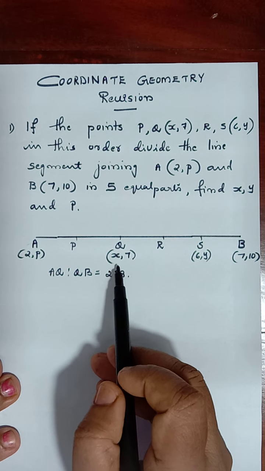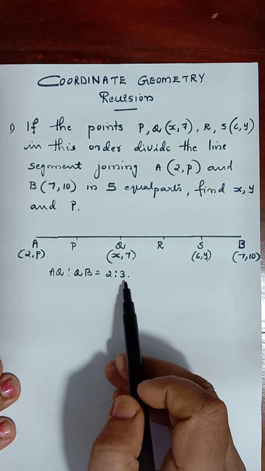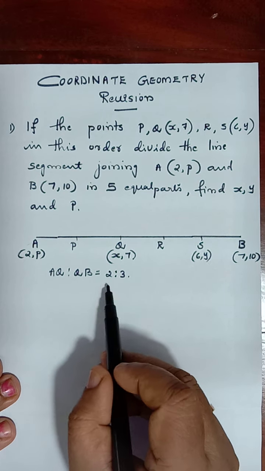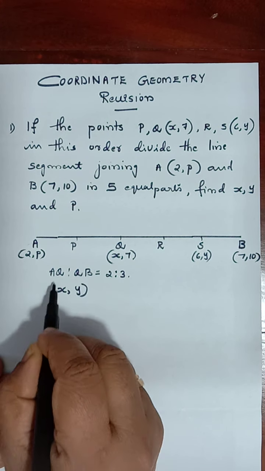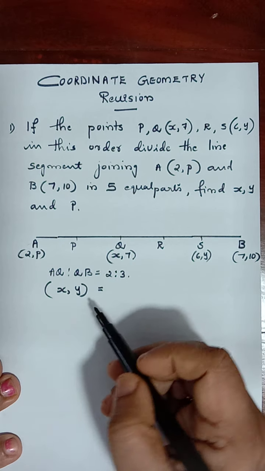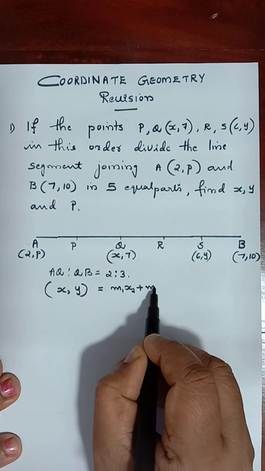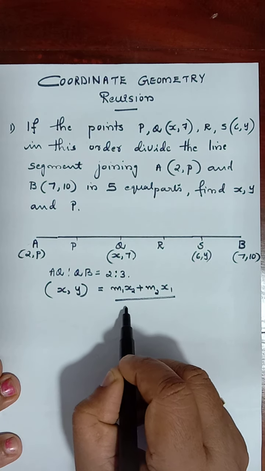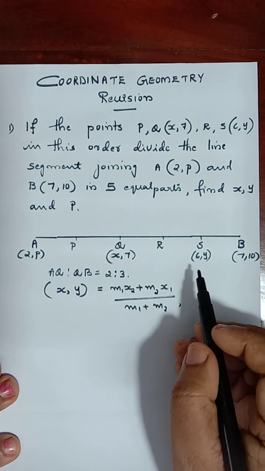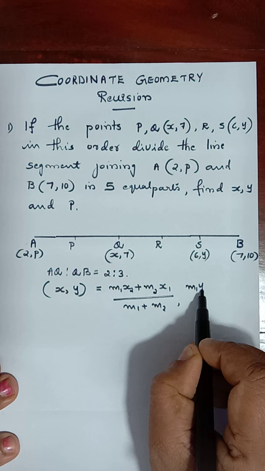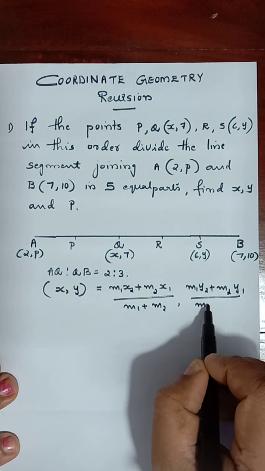Having Q point as (x, y), it is (x, 7). So by section formula, since the ratio is given to us, we can use the section formula. Here section formula, all are remembering. So (x, y) is equal to (m1 x2 plus m2 x1) divided by (m1 plus m2). And the second part of it is (m1 y2 plus m2 y1) divided by (m1 plus m2).